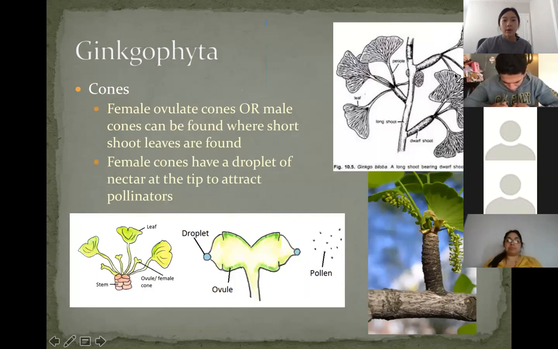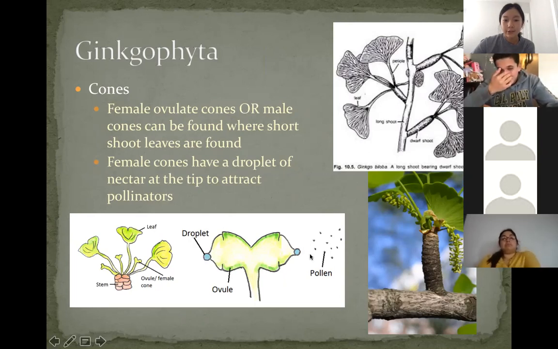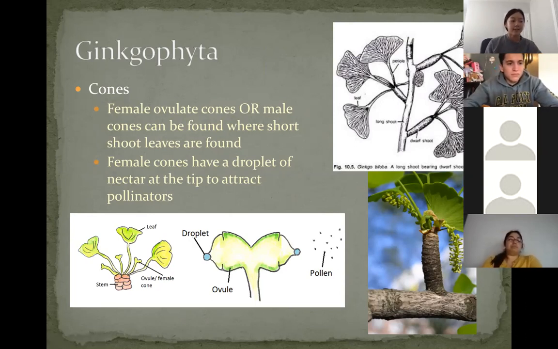Now the cones for the ginkgos, both female and male, are pretty small in comparison to cycads, where the cycad cones, whether female or male, were huge. But both the female cones and the male cones are typically going to be found on the short shoot leaves. And the female cones will usually release a droplet of nectar, which you can see in this image right here, at the very tip to attract pollinators, just like how the female cones of cycads release nectar as well to attract animal pollinators.